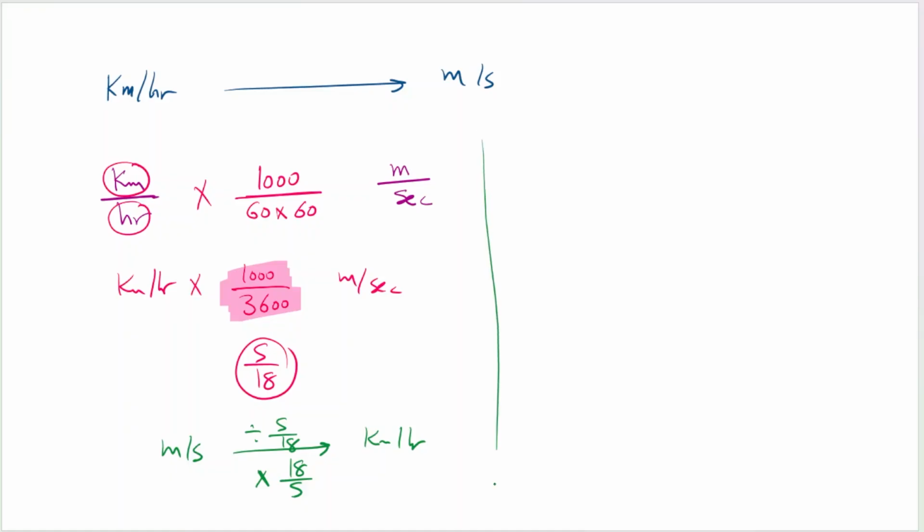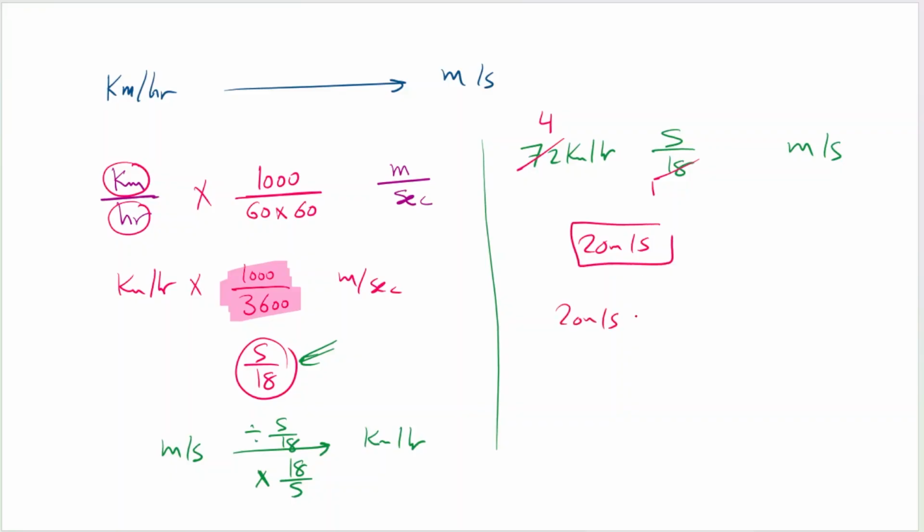Okay? So we have an example. What if we have a velocity which is equal to 72 km per hour? To convert it into meter per second, you multiply by 5 over 18. So 72 divided by 18 equals 4. So 4 times 5 is equal to 20 meters per second. So this means that 20 meters per second is equivalent to 72 kilometers per hour. They are the same, but with different units.